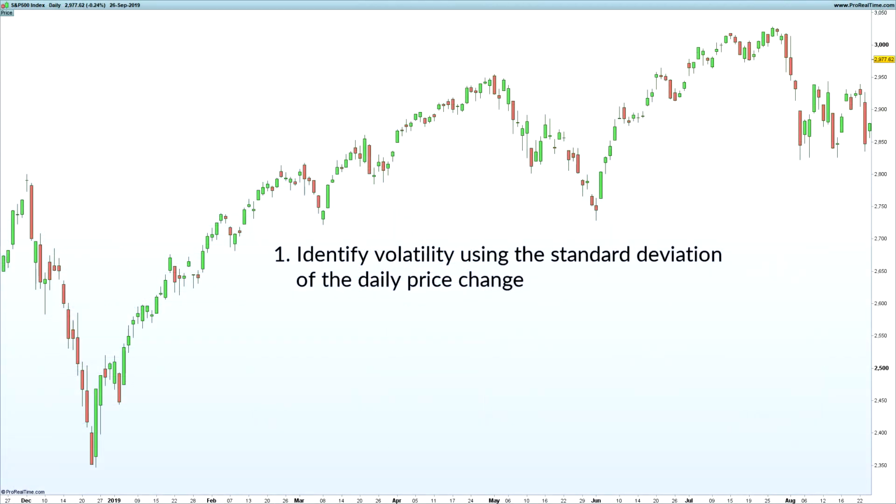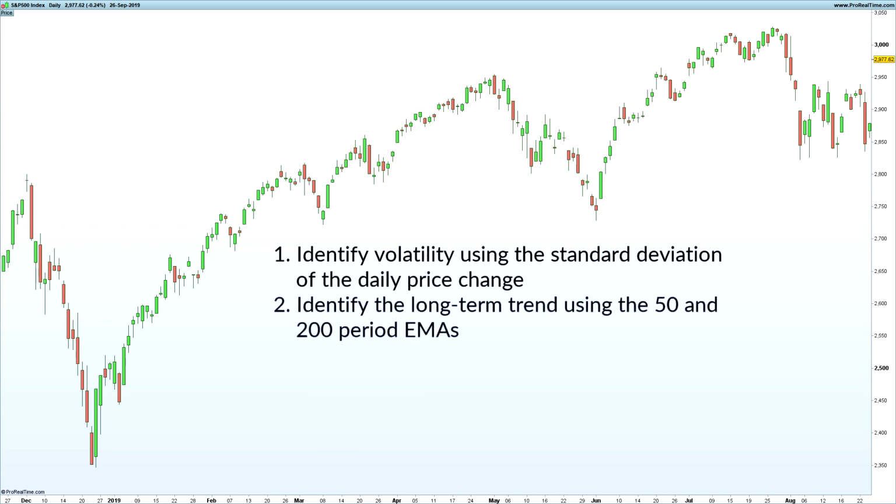Now, firstly, we need to identify volatility. And I'm using the standard deviation of the daily price change. Next, we need to identify the trend. So we need to know whether the long-term trend is in an uptrend or a downtrend. And I am using a 50-period EMA and a 200-period EMA. Whenever the 50 is above the 200, we'll only take long trades. And when the 50 is below the 200, we will only take short trades.